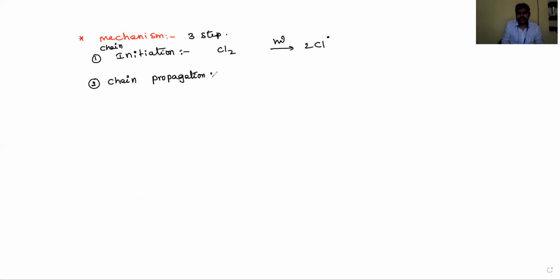It is a continuous process. In this chain propagation, the alkane, CH4, reacts with a chlorine free radical and produces a new free radical, that is the CH3 free radical, and HCl. A new free radical and a neutral product are formed.